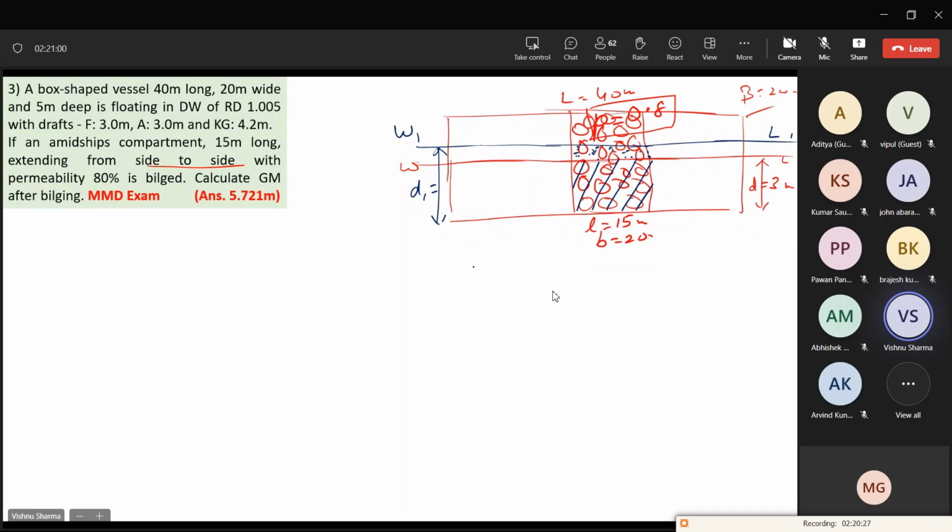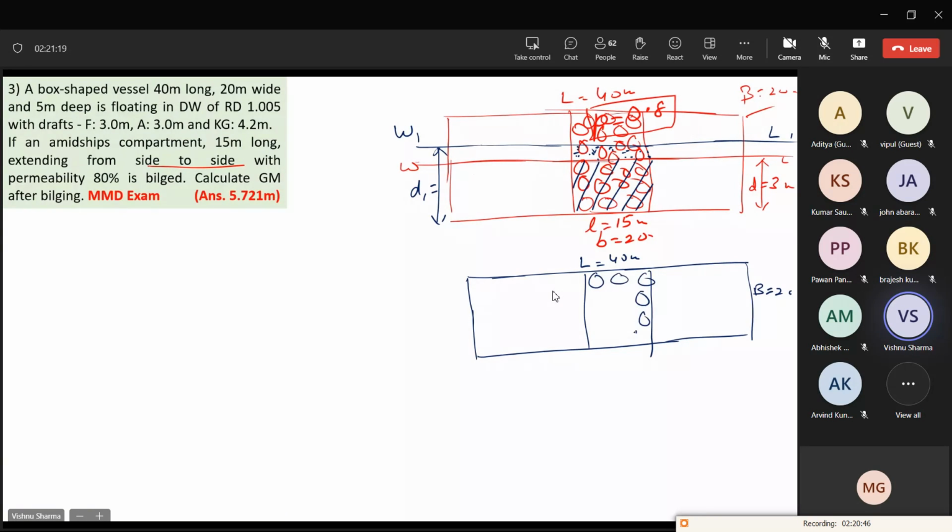Now, if I imagine the vessel to be cut at waterline W1L1, the whole water plane will be a rectangle of length 40 meters, breadth 20 meters. I'll be able to see these bulkheads. And when you cut here, what will you see? You will see some patches of cargo at the waterline, and in between the cargo, you will have the water. So that means you will have this loss of water plane taking place here. Length is 15 meters, breadth is 20 meters.